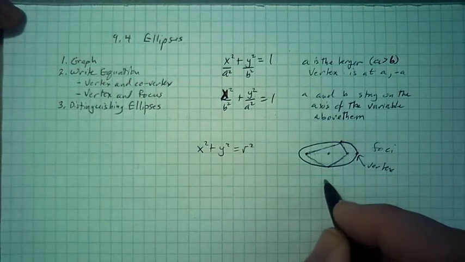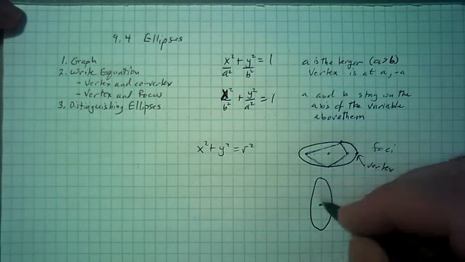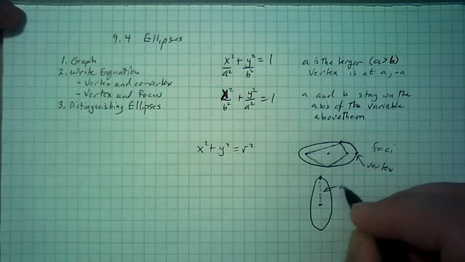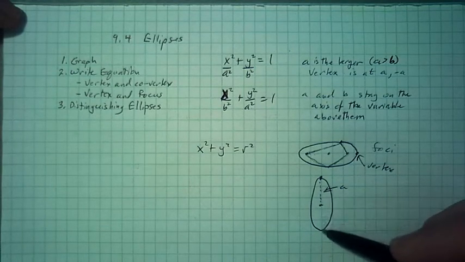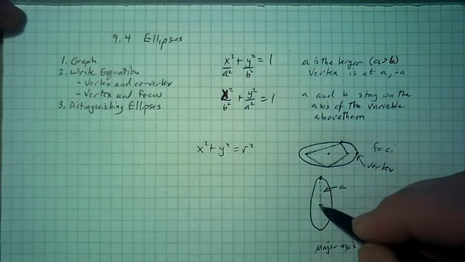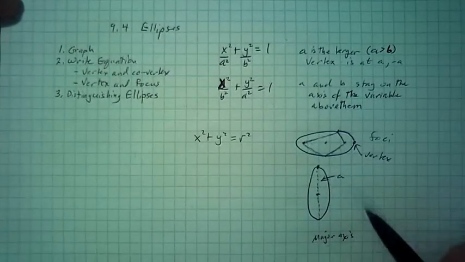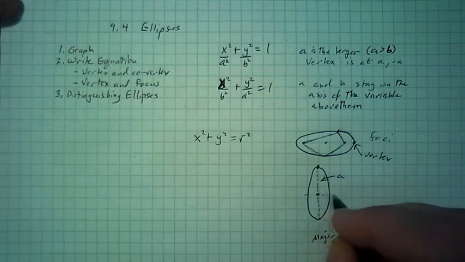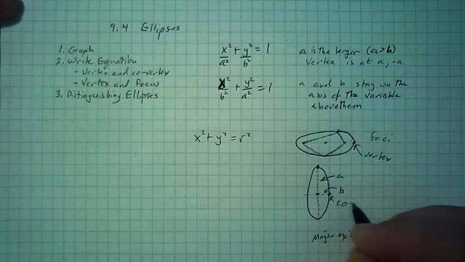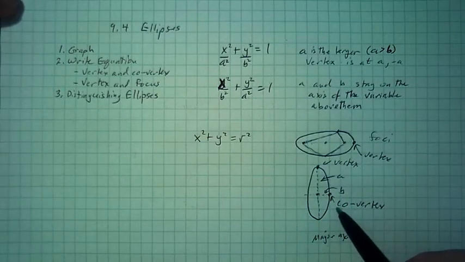Let me actually draw another one here. I'll draw this one vertical. So in this case, the distance from the center up to the vertex here on the top is going to be a. That's called the semi-major axis. The major axis is the long one, which is actually 2a. And then the semi-major axis is just half of that, when that's a. And then b is the other distance to this on the closer side, which we call a co-vertex. So the vertex is further away. The co-vertex is the closer one.